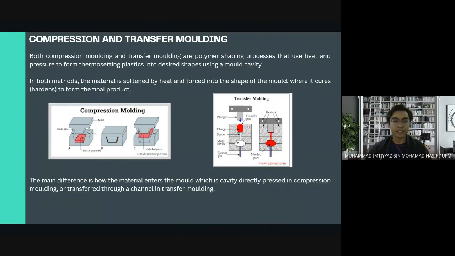We can refer to the picture in the slide as a simple guidance. And the main difference between these two is how the material enters the mold, which is either directly pressed into the mold in compression molding or transferred through a channel in transfer molding.